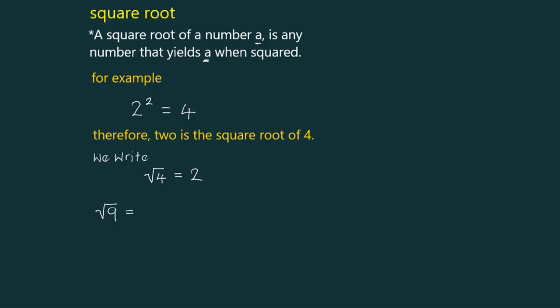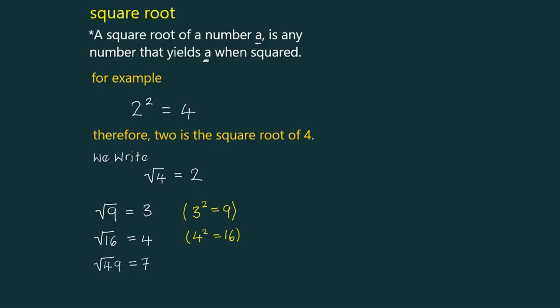We also have the square root of 9, which is 3. Why? Because 3 squared is 9. So we are saying that the square root of 9 is the number 3, which yields 9 when squared. As simple as that. We also know the square root of 16 is 4, because 4 squared gives us 16. We also know that the square root of 49 is 7, because 7 squared is 49.